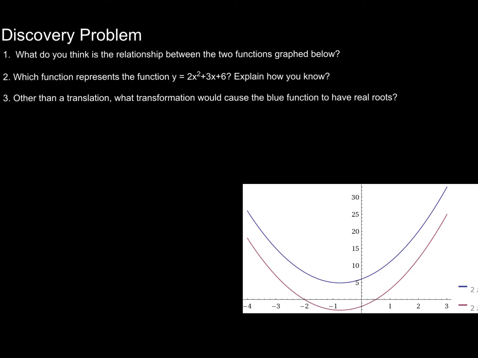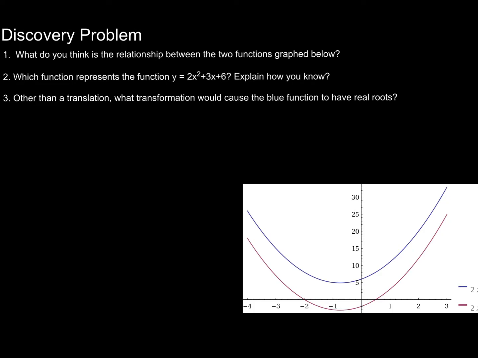Alright, so let's start by thinking about the relationship between the two functions that are graphed. And right in the question there's kind of a hint, right? If it's asking what the relationship is, that implies that there is some relationship between the two of them. So if you're looking at these two quadratic functions, what could be the relationship from one to the other? Or in other words, how could I go from one of them to the other one?